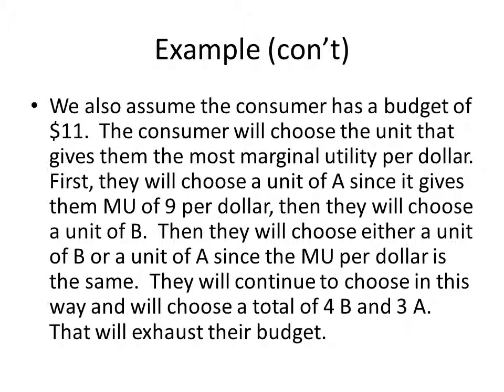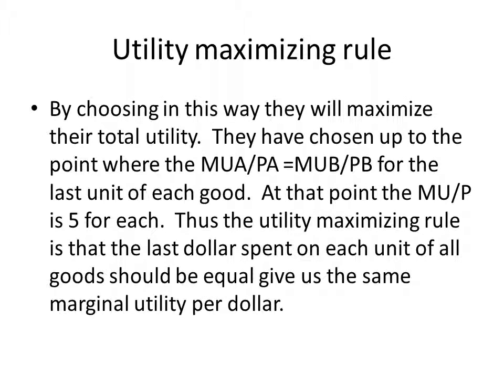Why? Because I'm going to compare that first unit of A to the second unit of B, and I'm going to choose A because that first unit of A gives me more marginal utility per dollar than the second unit of B. Then we'll choose either B or A since the marginal utility per dollar is the same, and since we have enough money, we're going to choose both. We're going to continue to choose until we exhaust our budget, and that's going to be at the point where we choose 4B and 3A, and then we're going to be out of money, and we can't spend any.